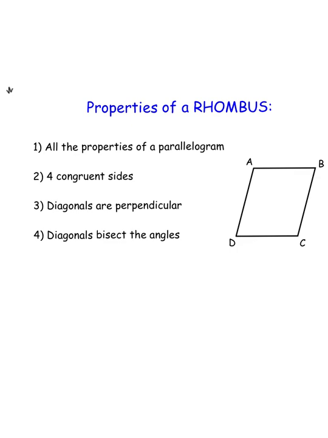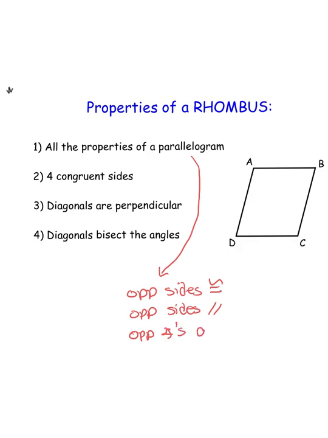So the first one is that it has all the properties of a parallelogram. I know this is repetitive, but we're going to review them. That means the opposite sides are congruent. The opposite sides are parallel. The opposite angles are congruent. Consecutive angles are supplementary. The diagonals bisect each other.